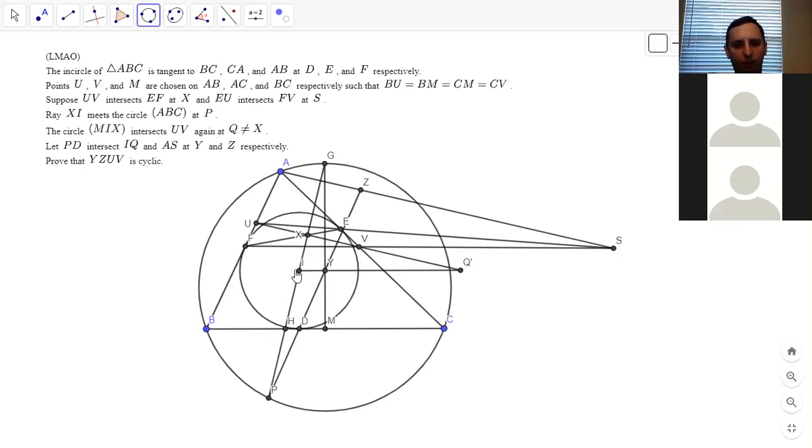Is there another point on that circle? Possibly. Let's see. Not that I see.